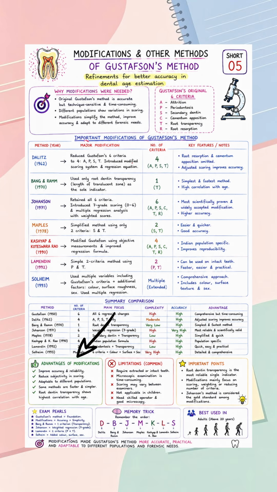So it has advantages like improved accuracy and reliability, reduced subjectivity in scoring, and adaptability to different populations. Some methods are faster and simpler.